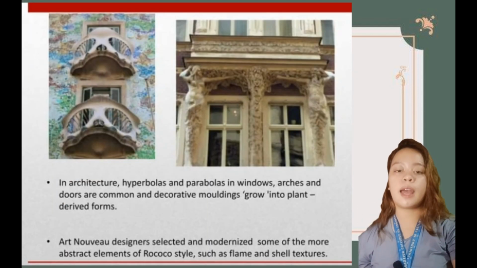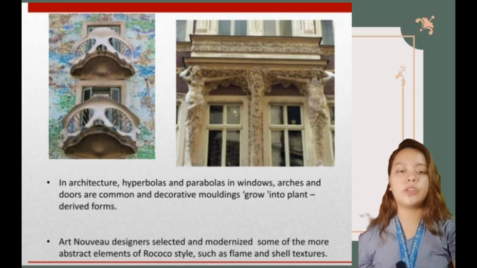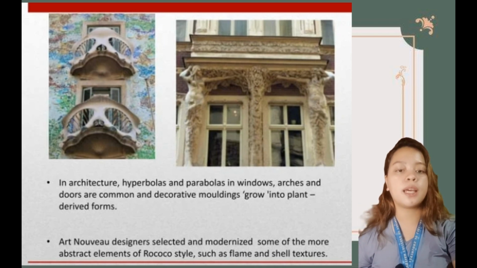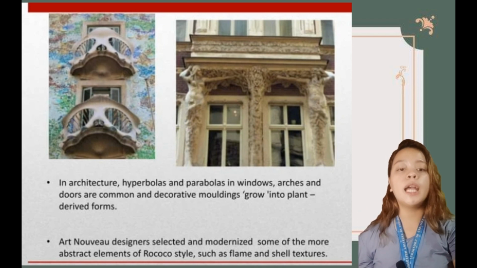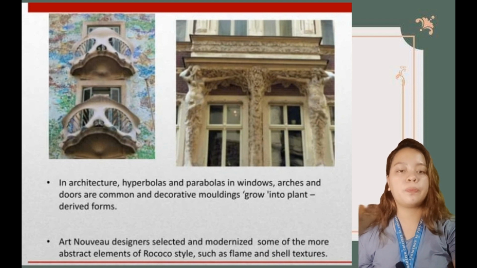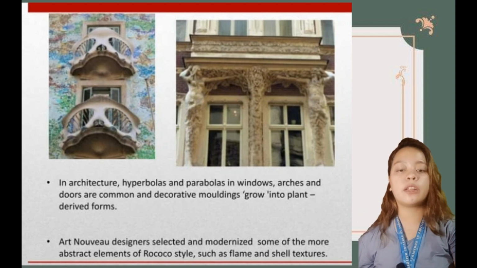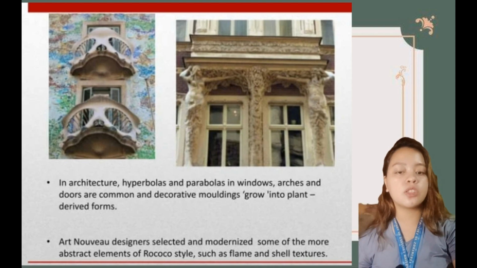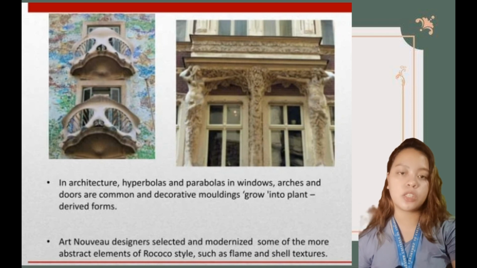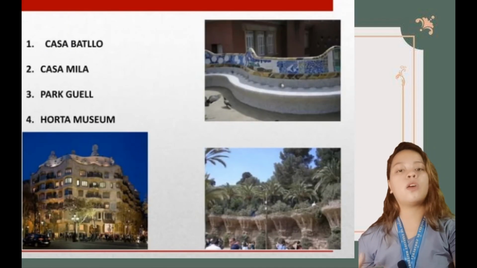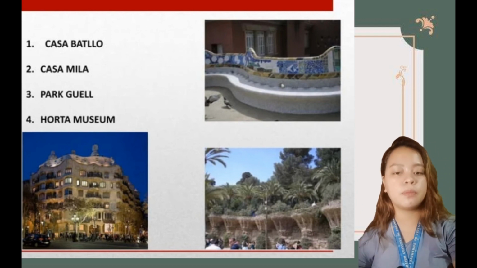So in architecture, hyperbolas and parabolas in windows, arches and doors are common, and decorative buildings grow into plant-derived forms. Art Nouveau designers selected and modernized some of the more abstract elements of Rococo style such as flame and shell textures. So, Casa Batlló, Casa Mila, Park Güell, and Horta Museum.